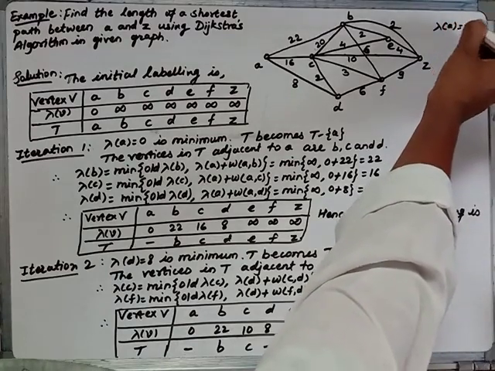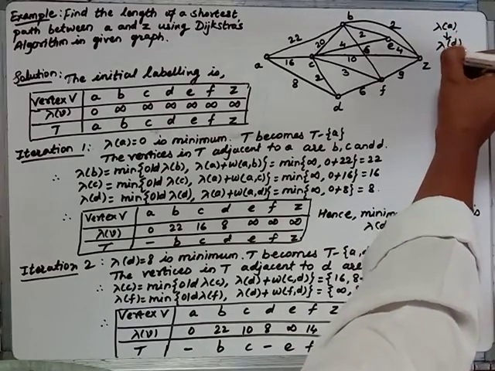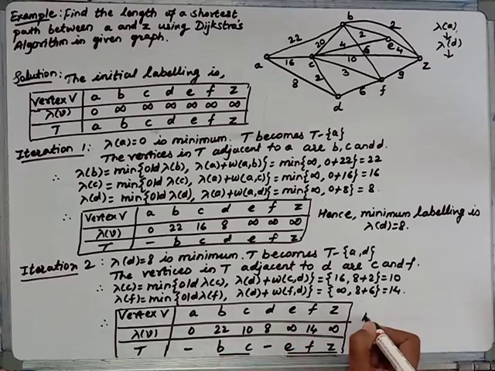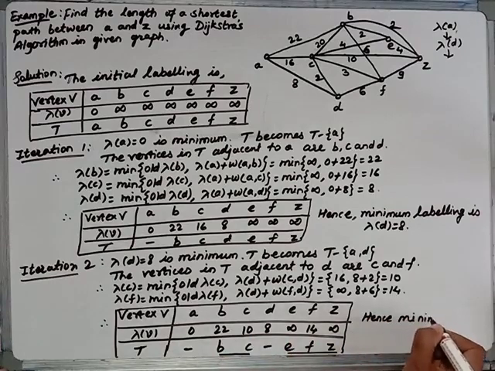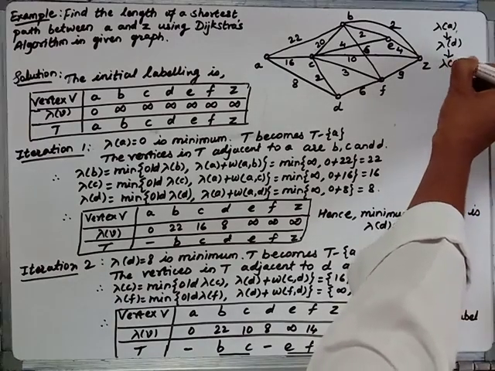Lambda of A, then lambda of D we are getting. And now, what is the minimum among these remaining vertices? Among 22, 10, infinity, 14, infinity, 10 is minimum. So hence the minimum label is lambda of C equal to 10. So it will go to lambda of C now.